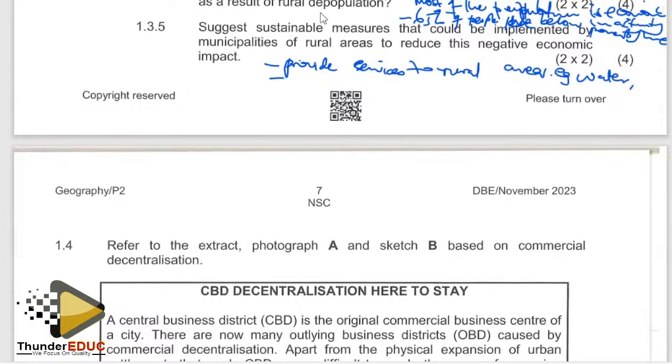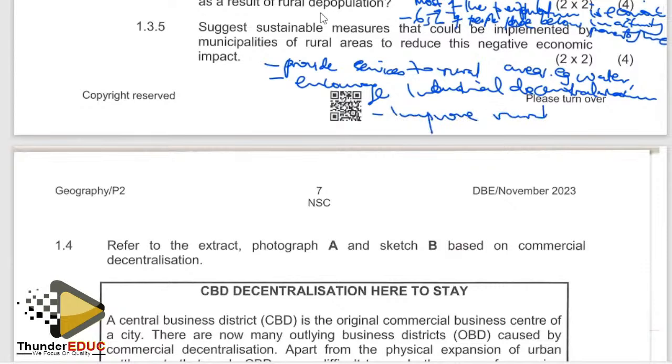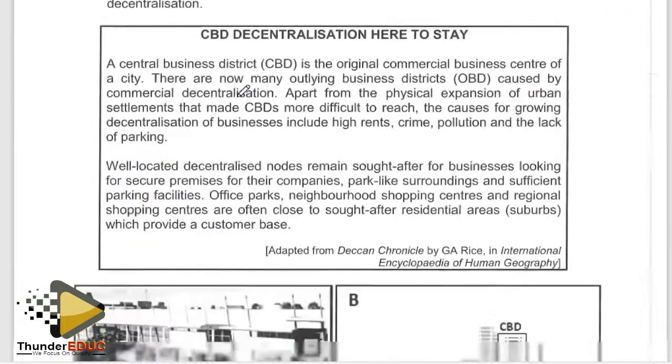healthcare, etc., we can also say encourage industrial decentralization or practicing industrial decentralization. So when industries are extended to rural areas, it will simply mean they will reduce the negative impact on the economy in the area. You can also say improving rural infrastructures. When I talk about rural infrastructures, I'm basically referring to roads, that will encourage easy accessibility to rural areas.